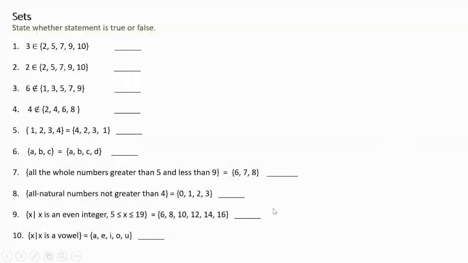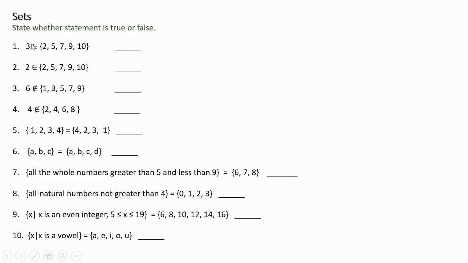Let's continue. Okay, now, these are actually examples from the book, from the homework. It says state whether the statement is true or false. So here, we have to say if it's true or false, and then we're going to explain the reason why.